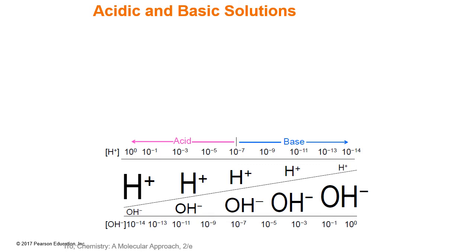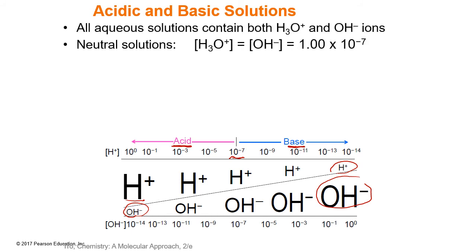So they're inversely proportional. The H3O+ concentration is inversely proportional to the OH- concentration. So as our H+ concentration is larger, our OH- is smaller. As the OH- concentration increases, the H+ gets smaller. Now, if H+ is dominant, that means that we are in an acidic solution. If the OH- is dominant, that means we're in a basic solution. And when they're equal, we are neutral.